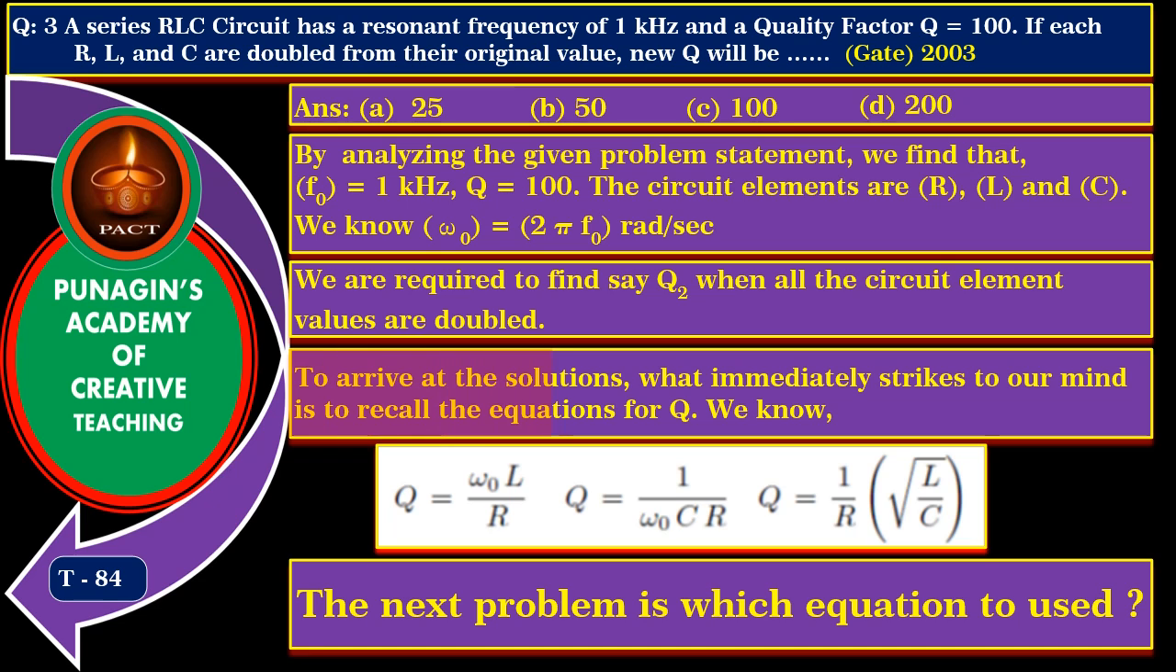To arrive at the solutions, what immediately strikes to our mind is to recall the equations for Q. We know that Q is equal to omega naught L by R, Q is equal to 1 divided by omega naught CR, and Q is equal to 1 divided by R into root L by C. The next important problem is which equation to be used. Let us explore, friends.